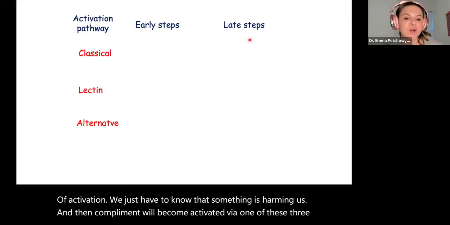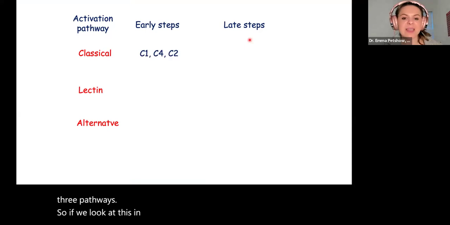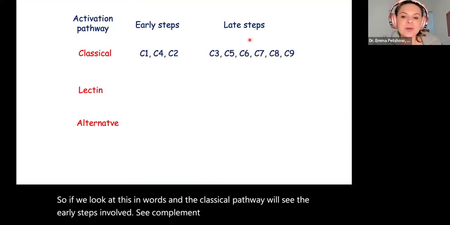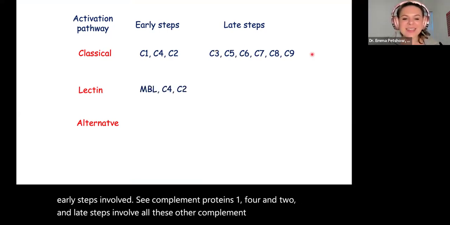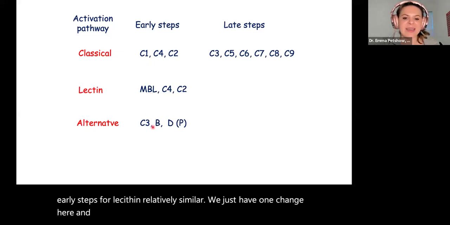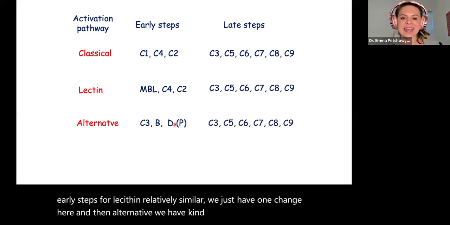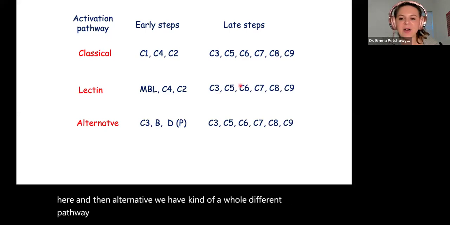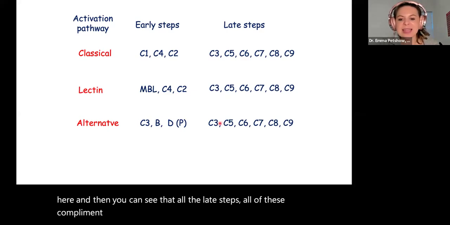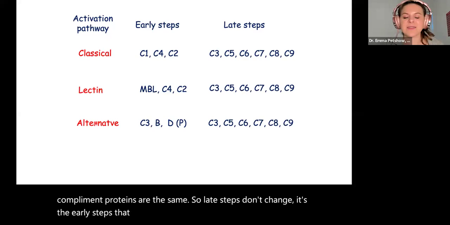So if we look at this in words, in the classical pathway, we'll see the early steps involve complement proteins 1, 4, and 2, and late steps involve all these other complement proteins. Our early steps for lectin are relatively similar. We just have one change here. And then alternative, we have a whole different pathway here. And then you can see that all the late steps, all of these complement proteins, are the same. So late steps don't change. It's the early steps that might alter based off of the activation pathway.